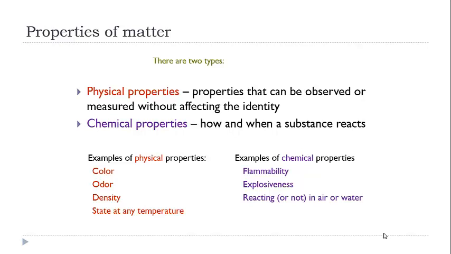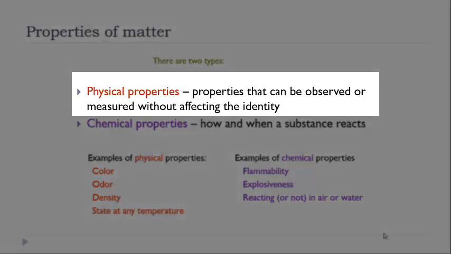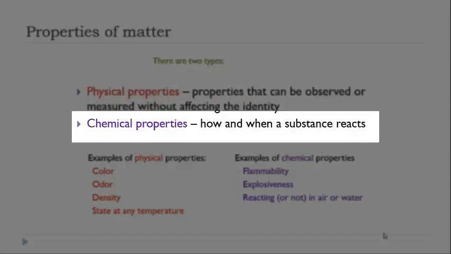When we talk about the properties of matter, there are 2 types. There are physical properties and chemical properties. And physical properties are those that can be observed or measured without affecting the identity. So it doesn't change what the substance is. Chemical properties tell us how and when a substance reacts.